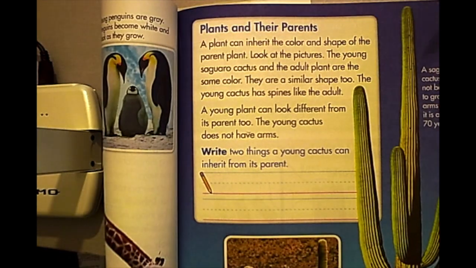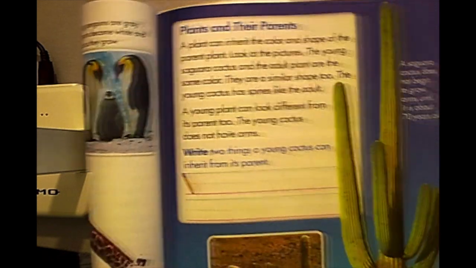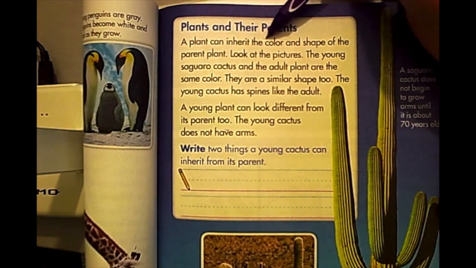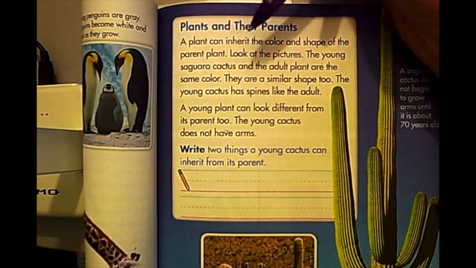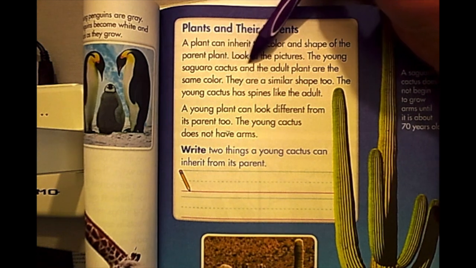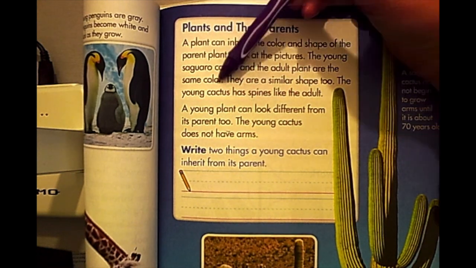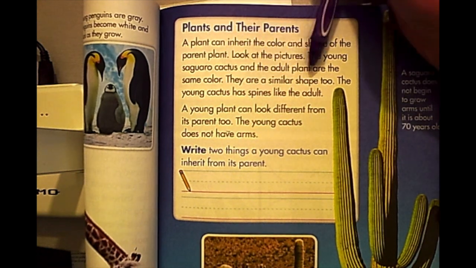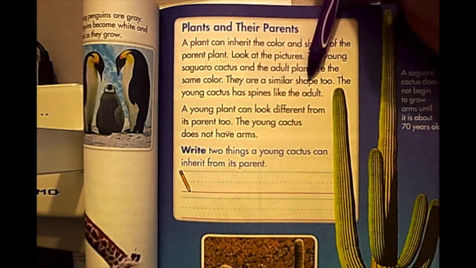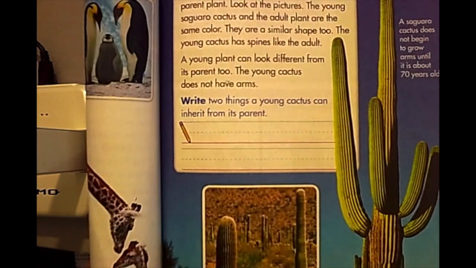Okay, plants and their parents. That kind of sounds fairly silly. Let's follow along. A plant can inherit the color and shape of the parent plant. Look at the picture. The young saguaro cactus and the adult plant are the same color. They are a similar shape too. The young cactus has spines like the adult. So there's the young one.